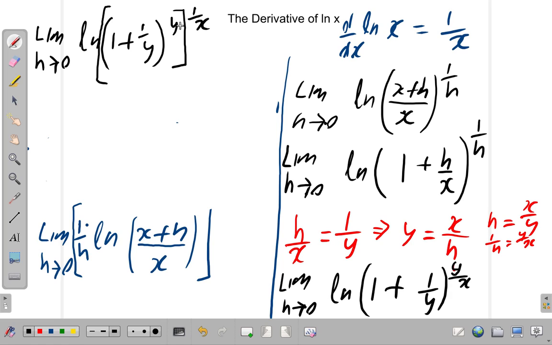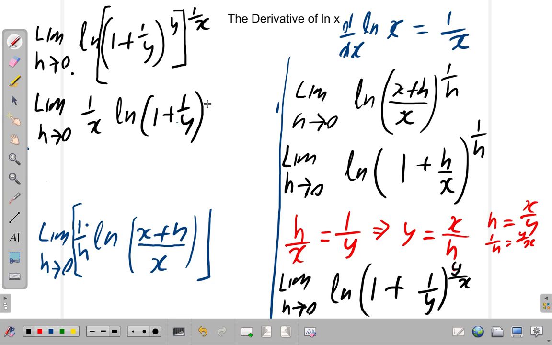So in that case, or they are raised to the product, I should say. Right? In that case, what we could do based on laws of logarithm, this is the same as 1 over x times ln of all of this. Right? So we could say this is the limit as h approaches 0 of 1 over x times ln of 1 plus 1 over y to the power of y.